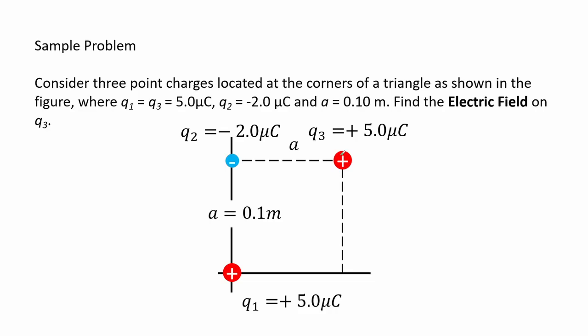Sample problem. Consider 3-point charges located at the corners of a triangle as shown in the figure, where Q1 equals Q3 equals 5 microcoulomb, Q2 equals -2 microcoulomb and a equals 0.1 meters. Find the electric field on Q3. Refer to the figure.